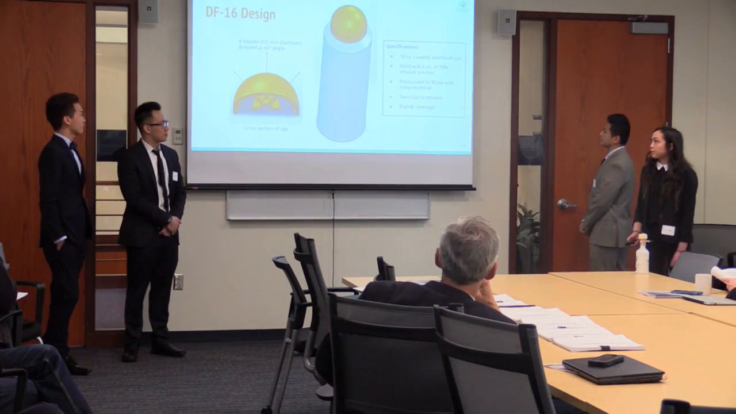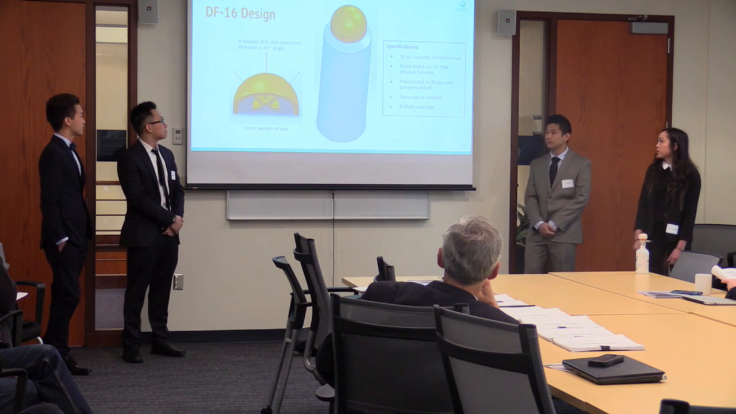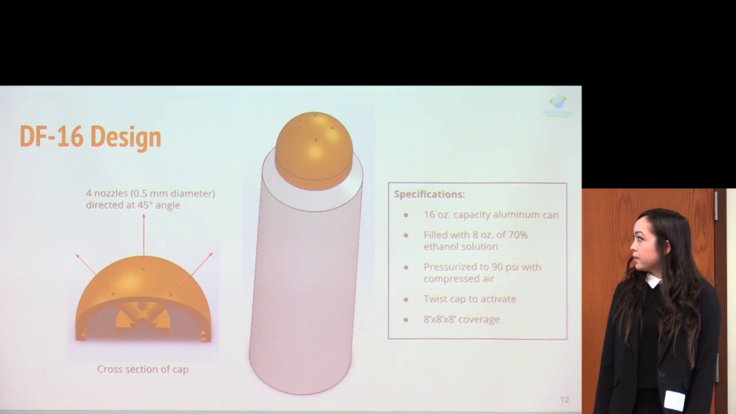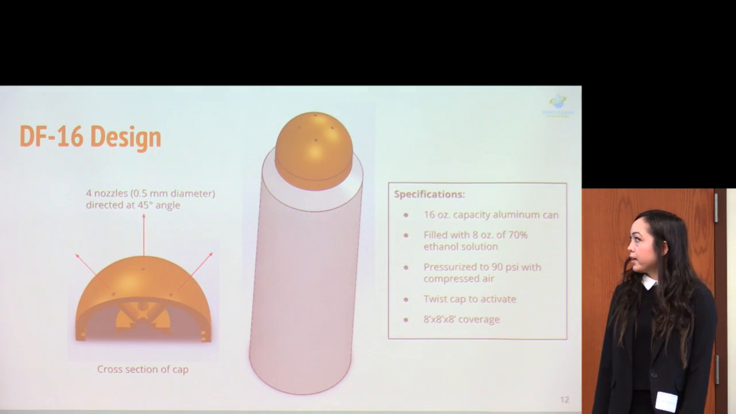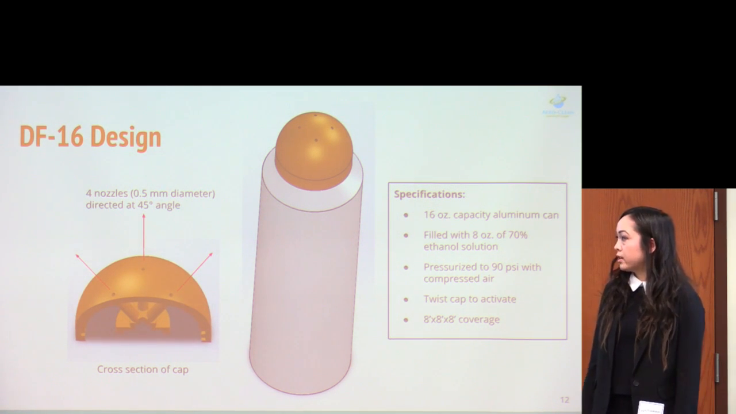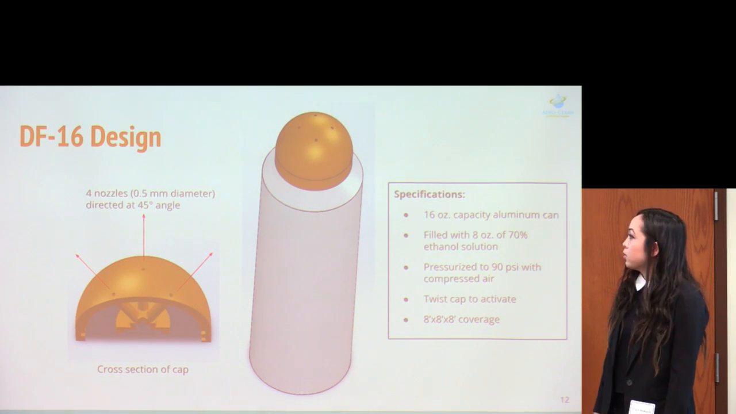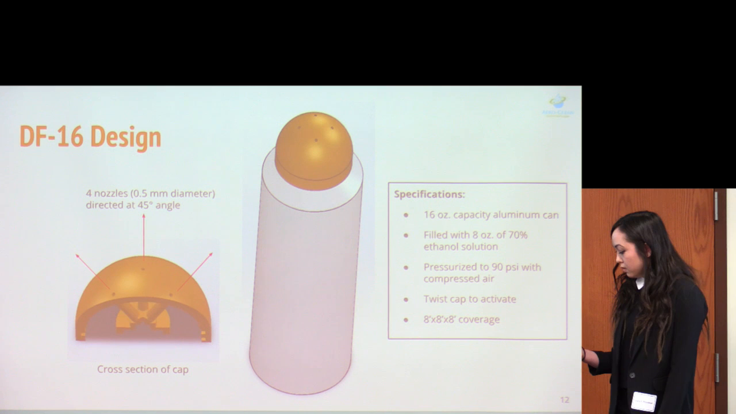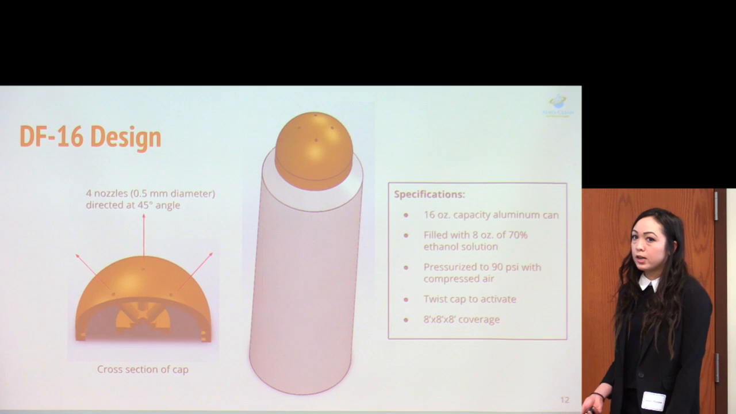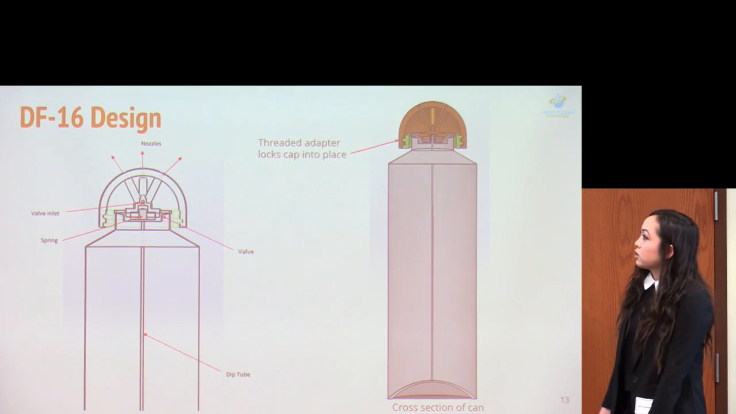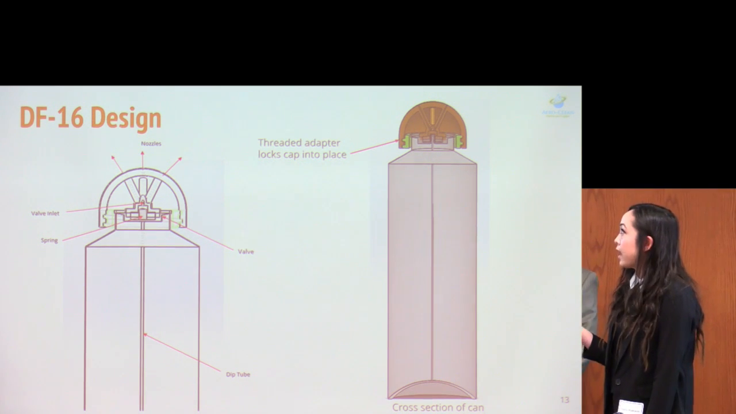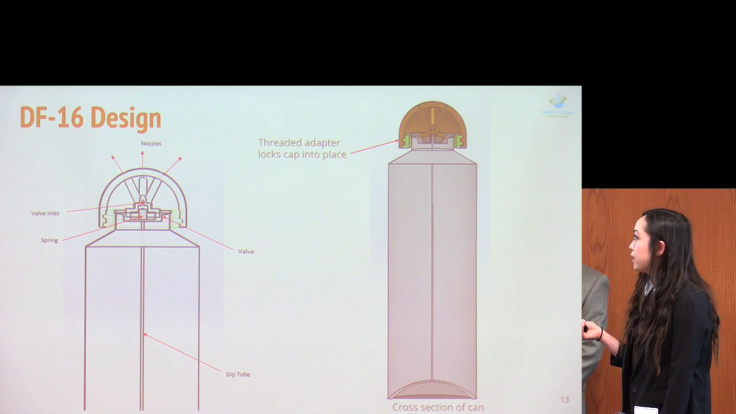So this is a drawing of our design for DF16, and as Stephen said, it's going to be a 16-ounce capacity can with 8 ounces of solution, and it will be pressurized with compressed air to 90 psi, and it's designed to cover an 8 by 8 by 8 foot room. And we designed a custom cap with 4 nozzles pointed in different directions, and it will be activated by twisting the cap. And if the room is larger than 8 by 8 by 8, you can use more than one fogger to cover that area. And this shows a cross-section of the can. It contains the normal components of an aerosolized can, and we added a threaded adapter and a cap to lock it into place when it's twisted.